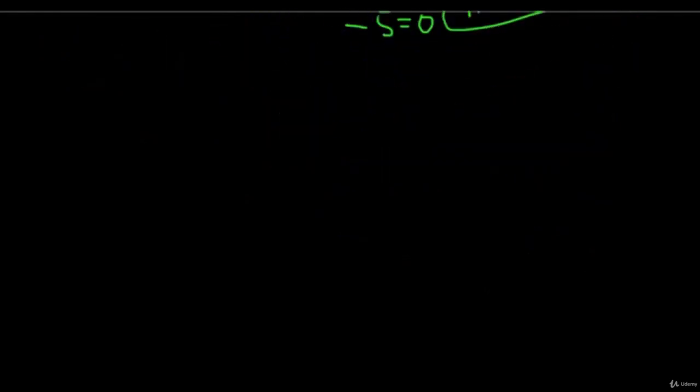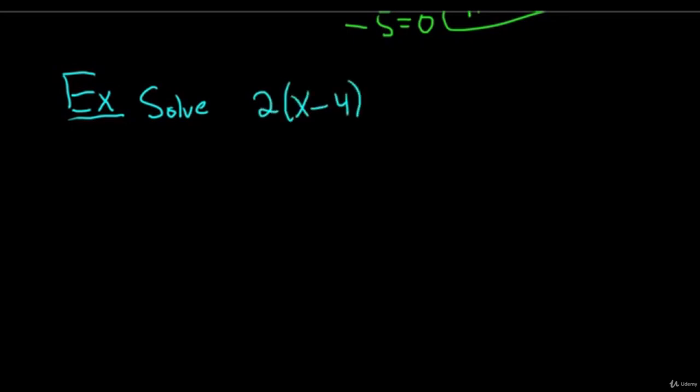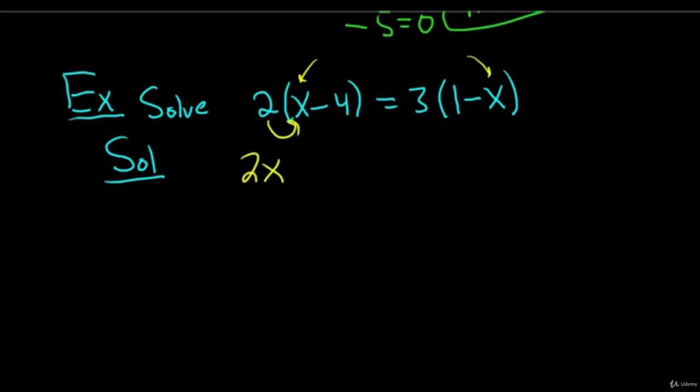Let's try another one, because I did not intend for that to have no solution. That kind of just happened, which is kind of nice. So solve 2 parentheses x minus 4 equals 3 parentheses 1 minus x. So solution. So again, we'll start by distributing the numbers to free the x's from their parentheses. So 2 times x is 2x, and then 2 times negative 4 is negative 8. Then here we get 3 times 1, which is 3, and 3 times negative x is negative 3x.